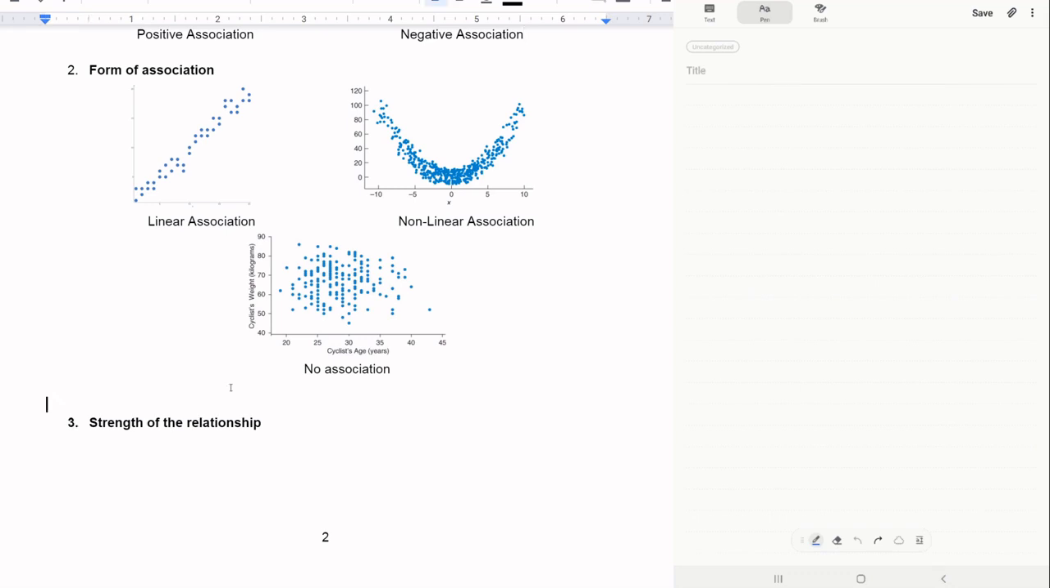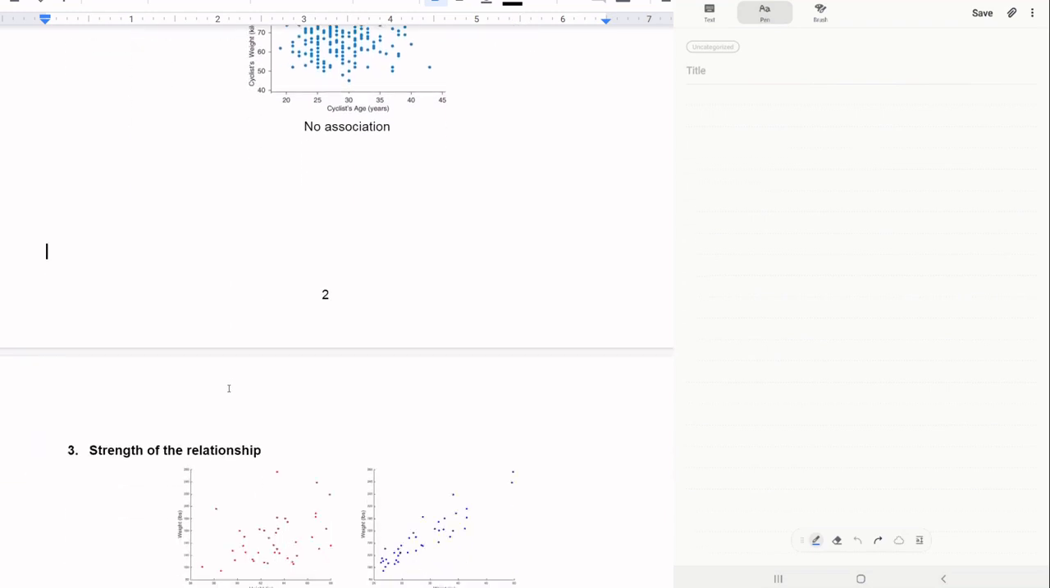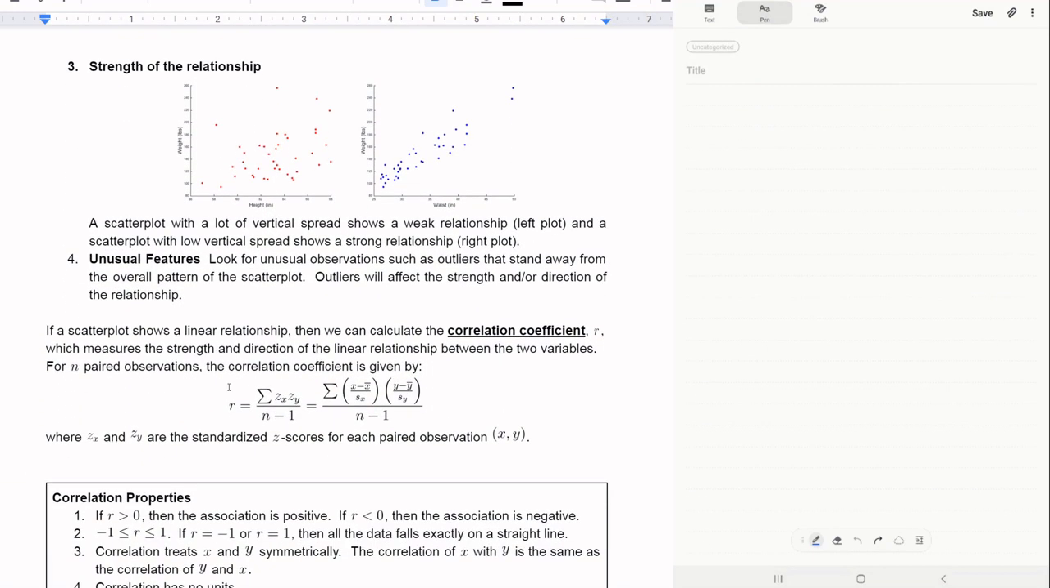All right, so now the third thing that we can look for is the strength of the relationship. So if the scatter plot shows a lot of vertical spread, then we have a weak relationship. So in the left scatter plot, we have a lot of vertical distances between the points in our plot. So we have a weak relationship. So this is the example where we have the weights versus the heights of people. So there's really not a very good relationship between the weight and the height.